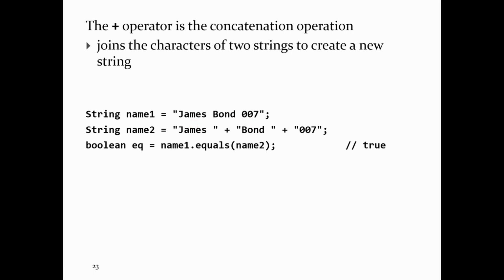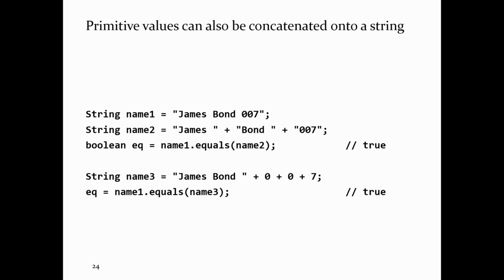So here's James Bond 007 in one string. Here's James Bond 007 made by joining three different strings. Are they equal? Yes, they're equal. You can concatenate primitive values to a string, so I can do James Bond and then +0, +0, +7. We've seen that already too. That works just fine.